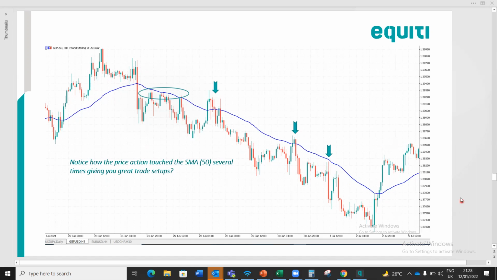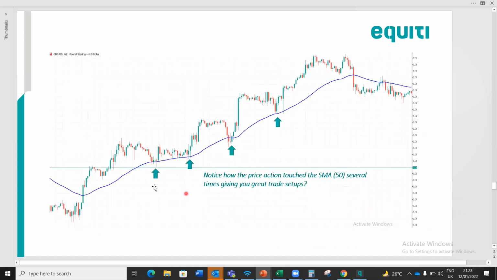Okay, so let's see more examples. All right, look how nicely the price action also touched the simple moving average here, creating an opportunity for buy here too, here also, and here also, creating opportunities forward for buy.